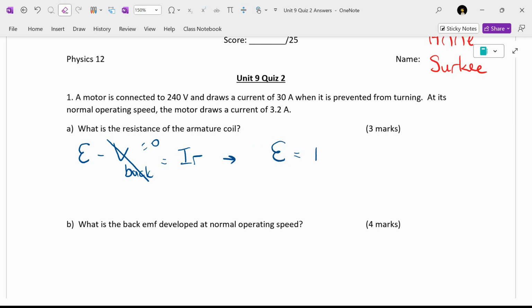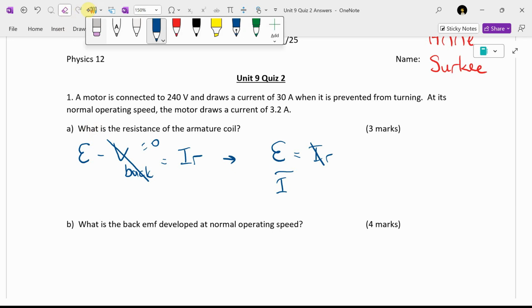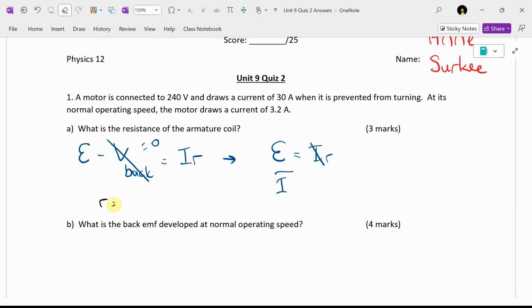I then get this, which Declan is really just Ohm's law in disguise. It's V equals I times R, but I'm using the EMF symbol because in some of our equations we have a lowercase v and it gets confusing. They want the resistance. R is going to be the source, 240, divided by the current when it's not turning, 30. I think I can do that in my head. R is 8 ohms?